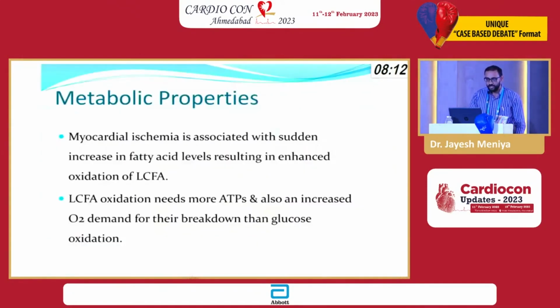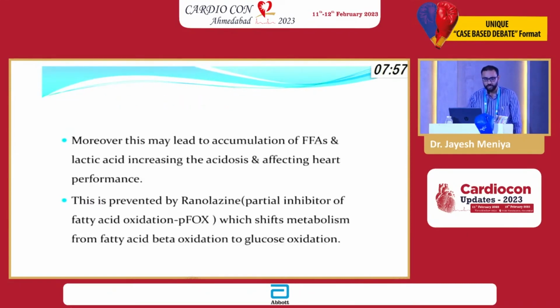So myocardial ischemia is associated with an increase in the fatty acid levels with enhanced oxidation of long chain fatty acids, which requires more ATP as compared to glucose utilization. So there is again increased oxygen demand compared with glucose oxidation. It may also lead to accumulation of free fatty acids and lactic acid, which will increase the acidosis and affect the heart performance itself. So this is also prevented by ranolazine as a partial inhibitor of fatty acid oxidation, which shifts the metabolism from long chain fatty acid towards glucose oxidation.